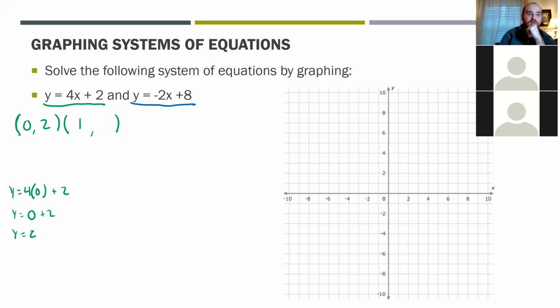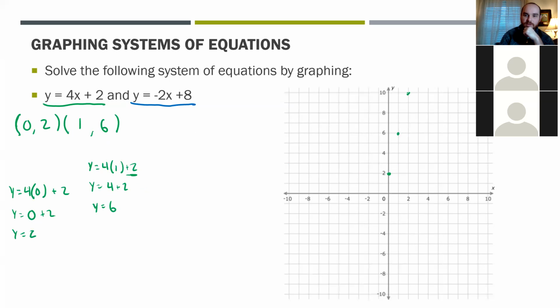Second one, we're going to plug in 1 wherever we see x. So y equals 4 times 1 plus 2. 4 times 1 is 4. Carry down our plus 2. A lot of kids are messing up on forgetting to bring in whatever number's being added or subtracted at the end. So make sure you don't forget this part. So we have y equals 4 plus 2, and 4 plus 2 is just 6. So we've got 0, 2, which is right here, and 1, 6.